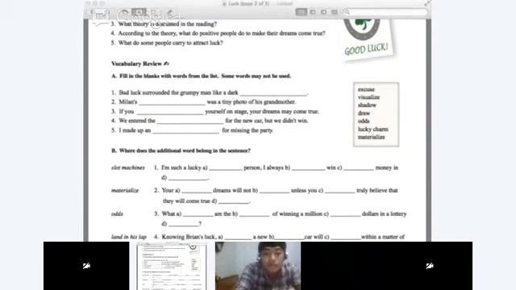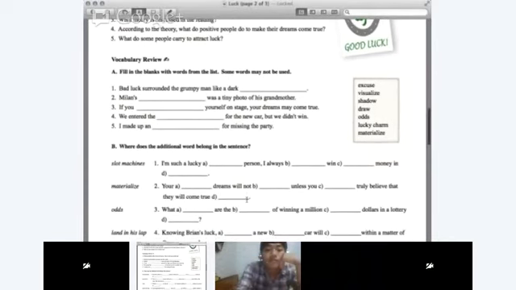Right. Samir, can you do number 4 for us? We entered the draw for the new car, but we didn't win. Yeah, we entered the draw for the new car, but we didn't win. Perfect. And Toy, number 5? I made up an excuse for missing the party. Yeah, I made up an excuse for missing the party. Perfect, guys.